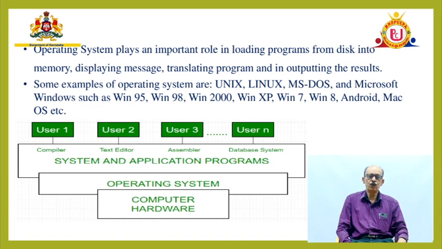MS-DOS is one, Unix is another one, Linux is another operating system. Like that, they are all character based operating systems. But of course Linux is a hybrid, both character based and also graphical based. Windows 95, Windows 98, Windows 2000, XP, 7, 8, Android, the one which you are executing on our mobiles, Mac operating system, iOS, there are so many operating systems available now.